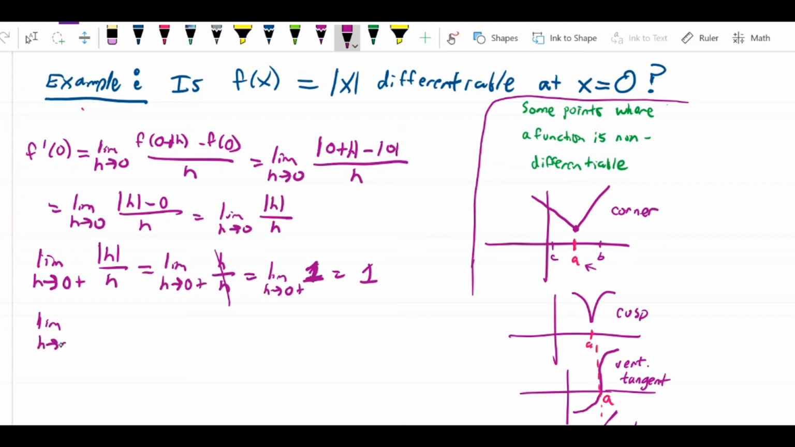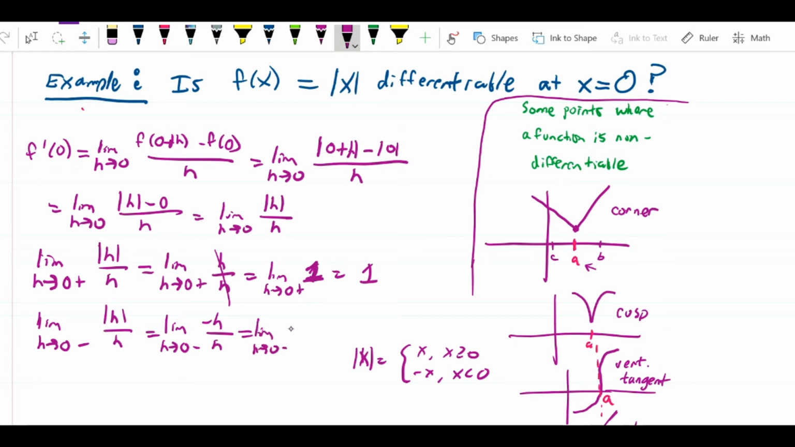The limit as h approaches 0 minus of absolute h over h is equal to, for negative values of h, absolute h is equal to negative h. Remember this, that absolute x is equal to x for x greater than or equal to 0 and negative x for x less than or equal to 0. There's a reason I emphasized that because I knew I was going to be doing this example. So this is now equal to the limit as h approaches 0 minus of negative h over h, which for the same reason above just equals the limit as h approaches 0 minus of negative 1, which equals negative 1.